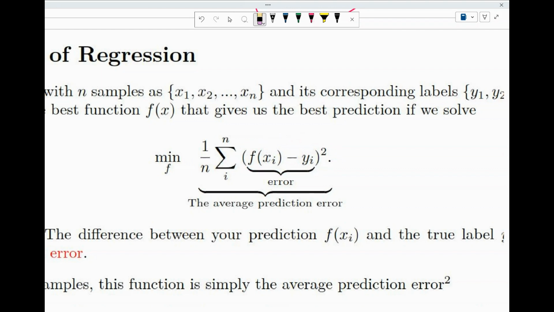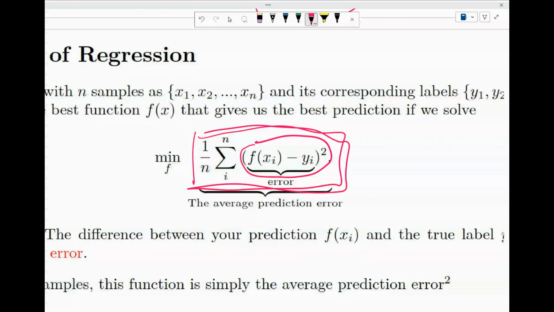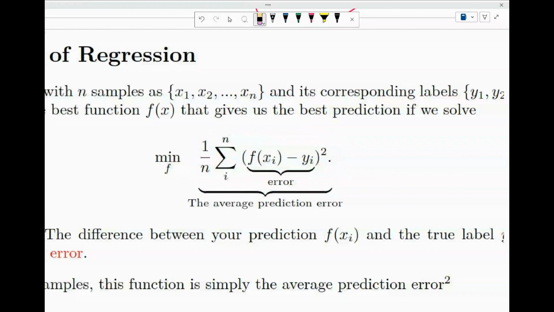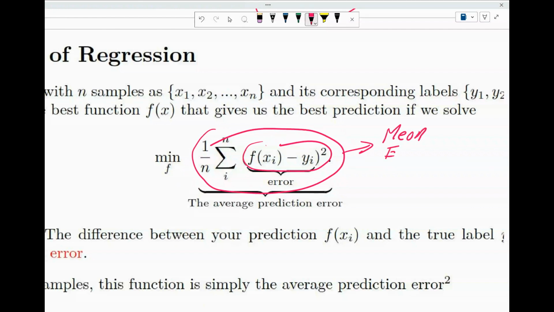What we want to do is if you take all the samples, you find the average error square. That's what this equation is saying. This right here is the average. So this is the error square and this is the average. It's also called the mean error square. So you know the mean means average, right? Mean error square, right? That's what this means.